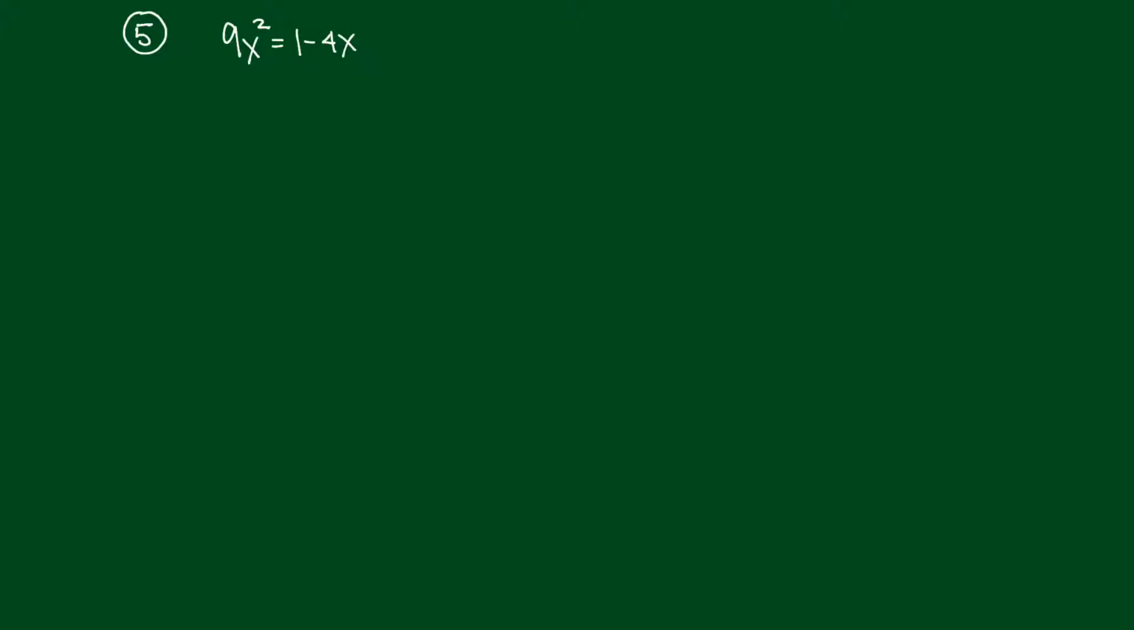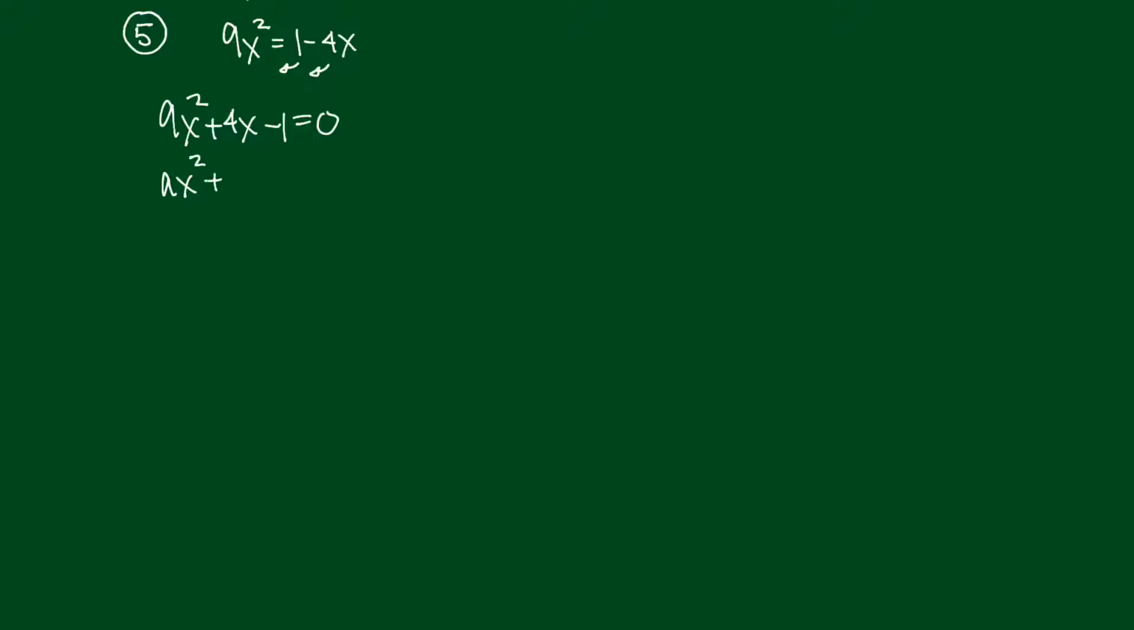We know where to start. We're going to get this quadratic equation into standard form. So let's do so by subtracting 1, adding 4x. So we'll write it as 9x squared plus 4x minus 1 equals 0. And it's in standard form.